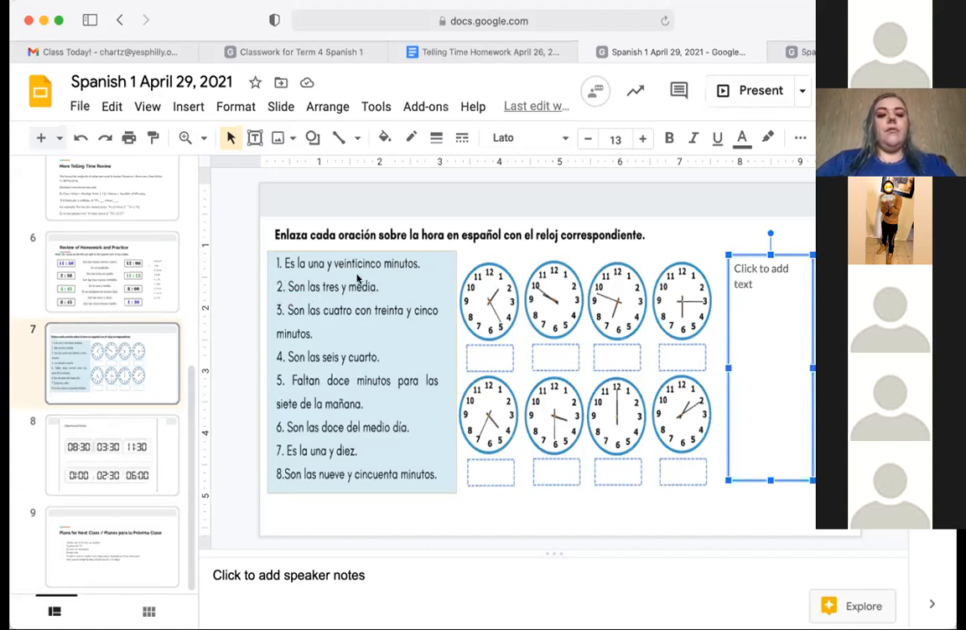So does anyone want to tell me what number two means? Is it 3:30? Yep. So which clock is that? I mean, I guess it doesn't really matter, but as long as you guys are understanding what these say. So that would be this one down here.